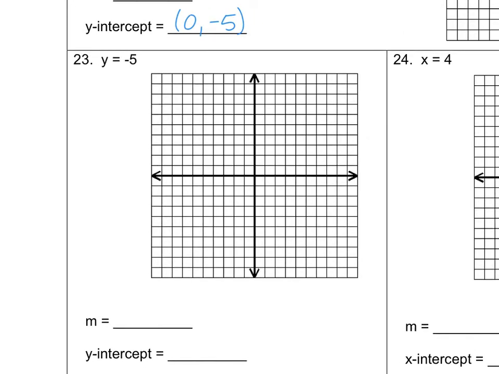Number 23. We've only got the y, so then I should have an alarm bell ringing in my head that says HOY. Reminder that HOY is a horizontal line with a 0 slope and a y equals equation where it crosses the y-axis, and I only have y numbers.